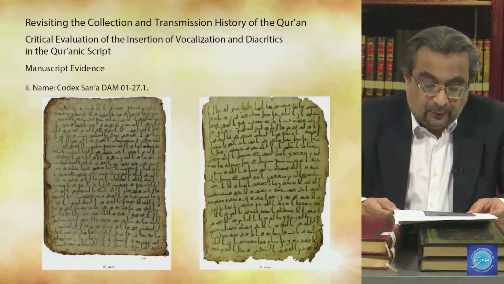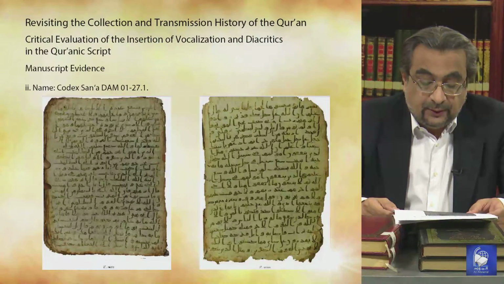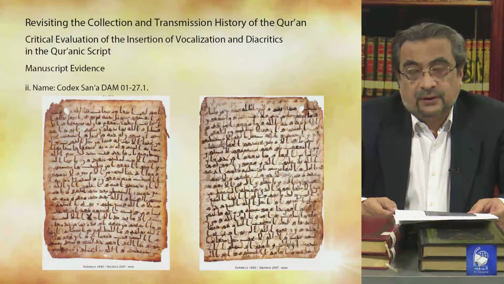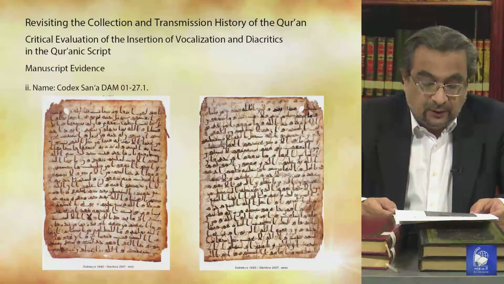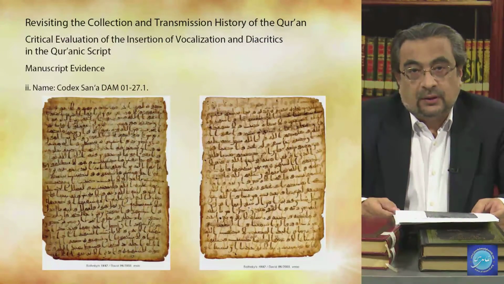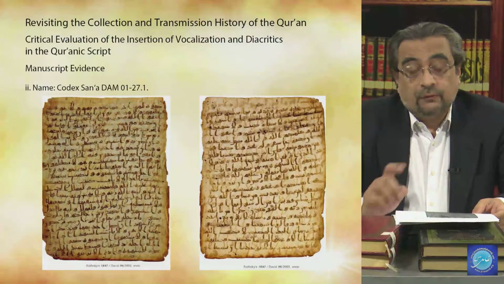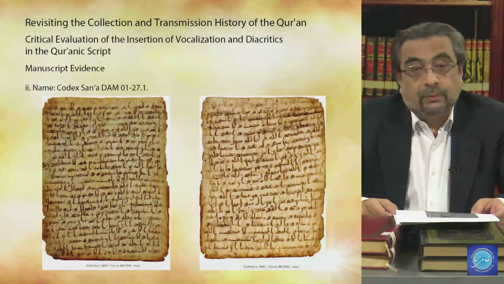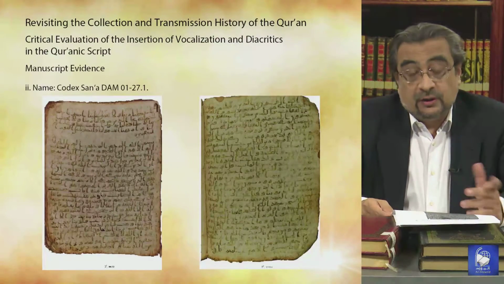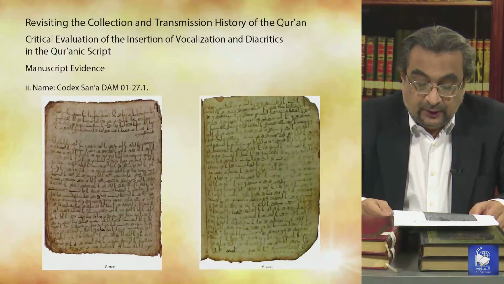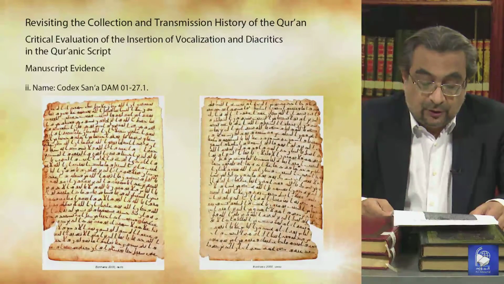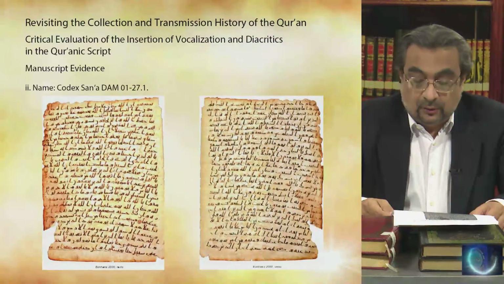This is called the Codex Sana DAM 01-27.1, and it belongs to the 1st century Hijrah. The script is Hijazi, and its location is Al-Maktaba Sharqiyya and Dar al-Makhtutat in Sana, which is in Yemen. It is also found at the David collection in Copenhagen. Obviously, we find copies in other private collections as well. The verses are miscellaneous. These palimpsests have a few diacritical marks, and there are no vocalization signs or surah titles.